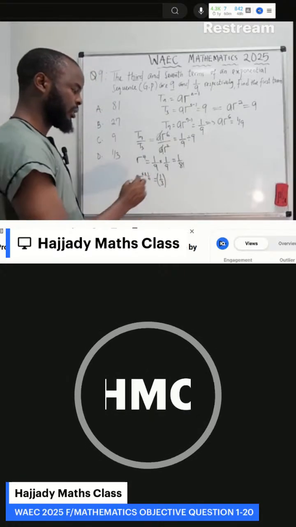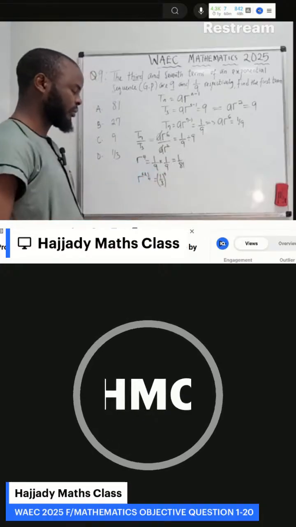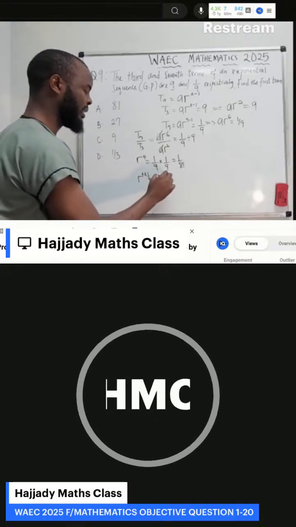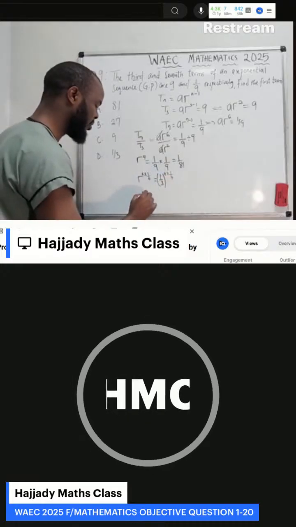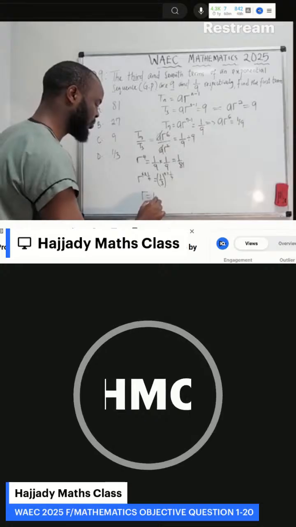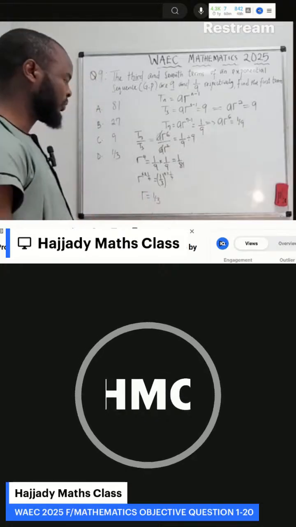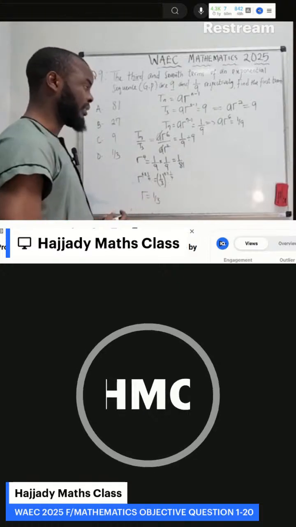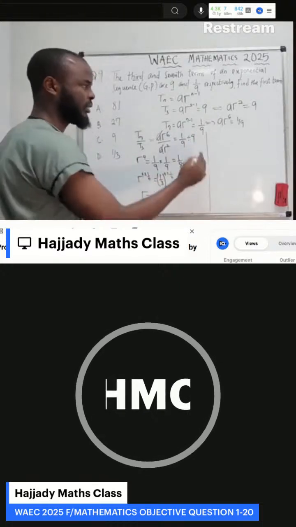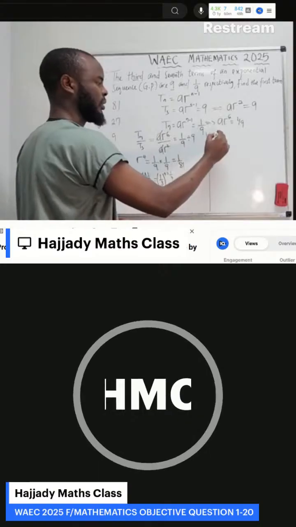Okay? To the power of 4. Multiplying this by 1 over 4. So finally, you can get the common ratio to be 1/3. What I just did here is the simple indices. Now, let's go back to this T3.